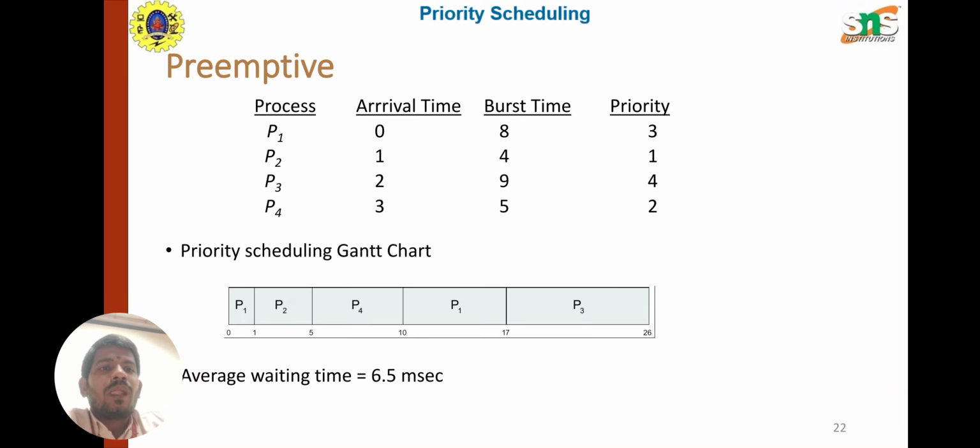In preemptive priority scheduling, we have four different processes with arrival time, burst time, and priority, and we have to consider the priority as well as the arrival time. That is preemptive scheduling.